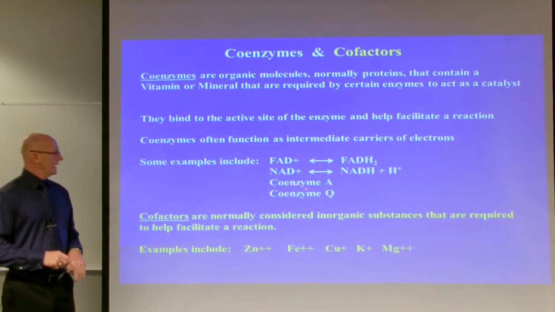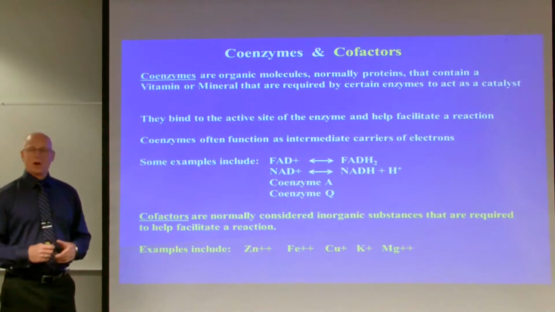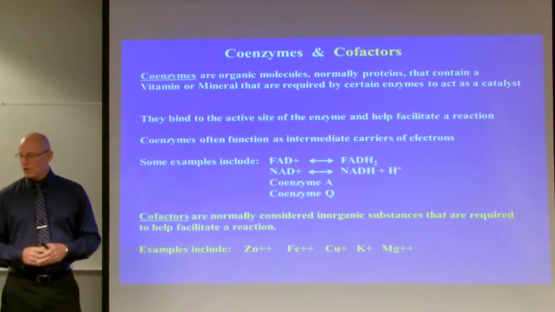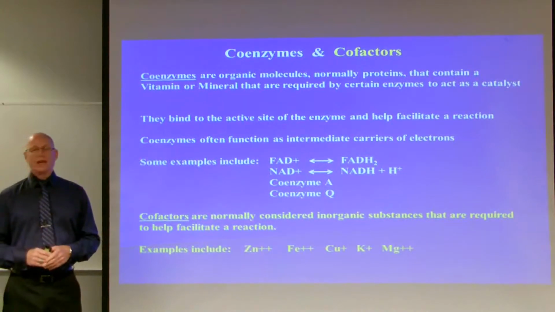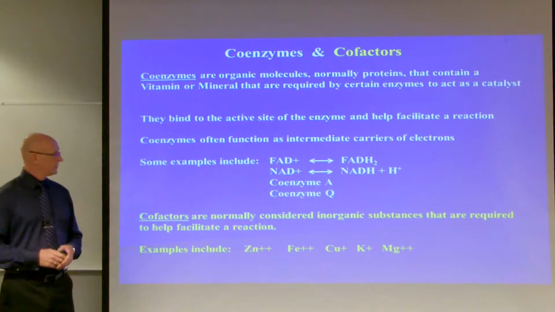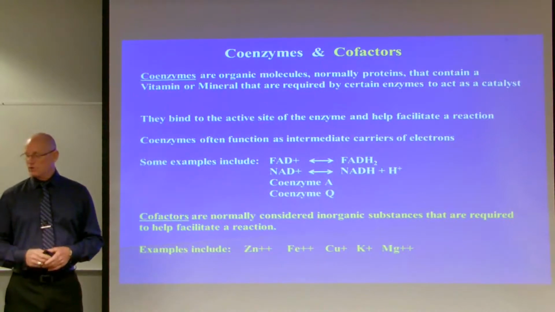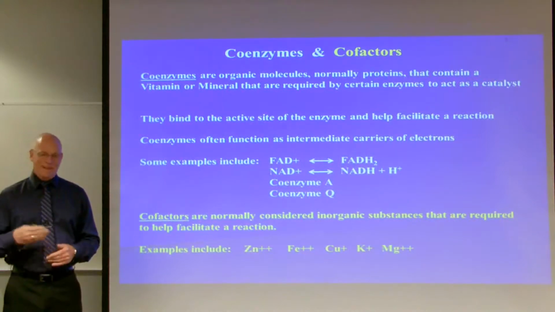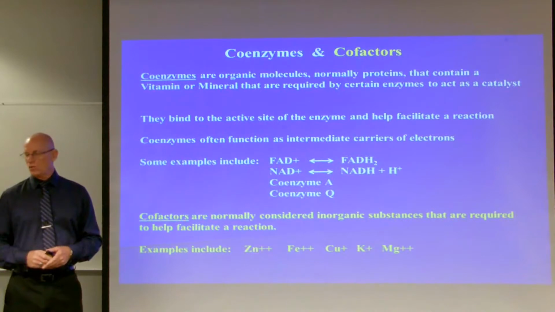And coenzyme A, part of its structure is pantothenic acid, or pantothenate, and that's vitamin B5. And we're going to go over each one of these structures coming up. And coenzyme Q. So cofactors are normally considered inorganic substances that are required to help facilitate a reaction also. And some of those examples include zinc, iron, copper, potassium, and magnesium. We're not going to go in depth with these cofactors. That's at a higher level than we're going to go right now.